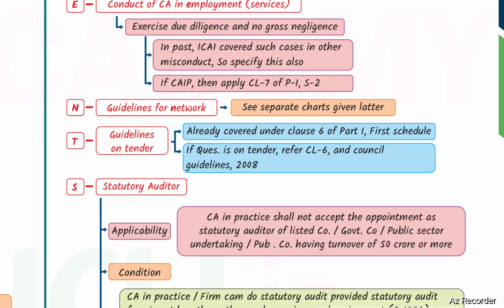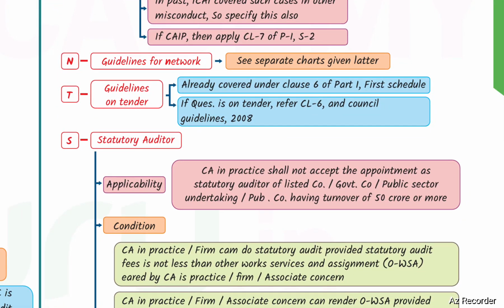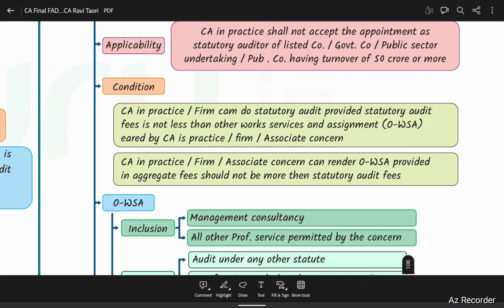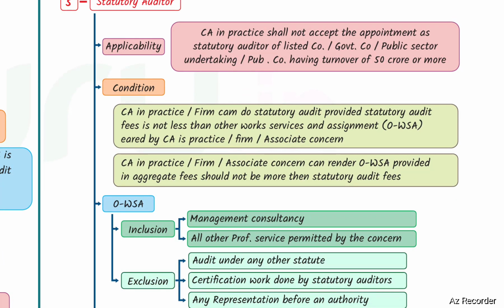Guidelines for network. Guidelines on tender are already covered under clause number 6 of part 1, schedule 1. If the question is on tender, refer to clause number 6 and council guidelines 2008. Statutory auditor applicability: a CA in practice shall not accept the appointment as statutory auditor of a listed company or government company or public sector undertaking or public company having turnover of 50 crores or more.